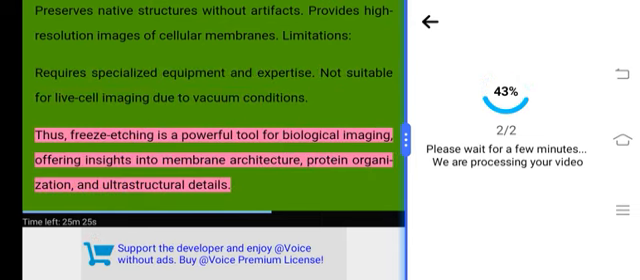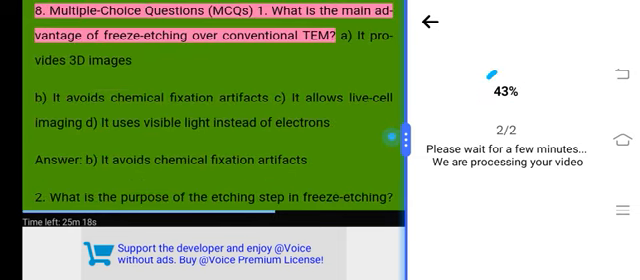Thus, freeze etching is a powerful tool for biological imaging, offering insights into membrane architecture, protein organization, and ultrastructural details. 8. Multiple choice questions (MCQs). 1.